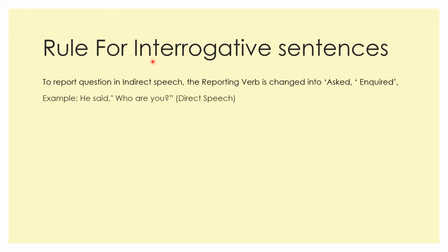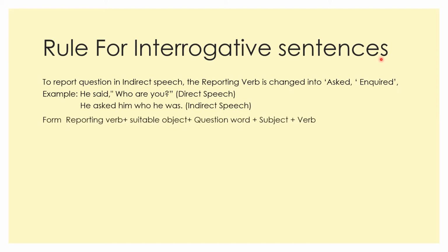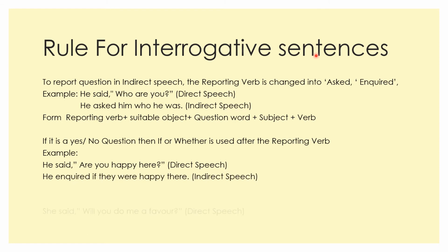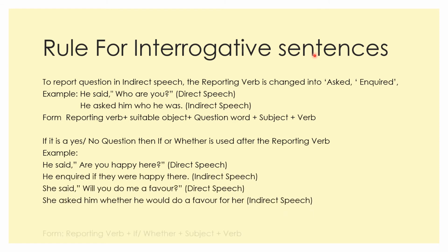Rule for interrogative sentences. If it is an interrogative sentence in the direct speech, how does it have to be changed into the indirect speech? To report a question in indirect speech, the reporting verb is changed into asked or inquired. Look at the following example. He said, who are you? So this is an interrogative sentence. We have to report this question in the indirect speech.